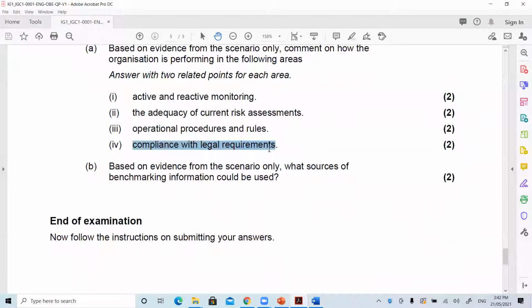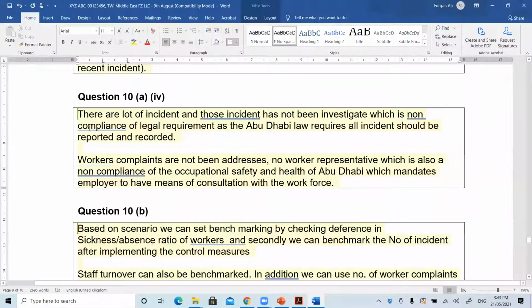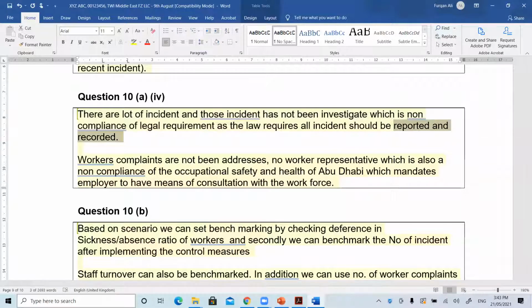Part number 4, compliance with legal requirements. There are a lot of incidents and those incidents have not been investigated, which is a non-compliance of the legal requirement, as the Abu Dhabi law requires all incidents. It's not only the Abu Dhabi law, it's the law in general. You can say generic as well, because all legal requirements mandate that incidents that have to be reported are reported and investigated. So there are a lot of incidents and those incidents have not been investigated, which is a non-compliance of the legal requirement, as the law requires that all incidents should be reported and investigated.